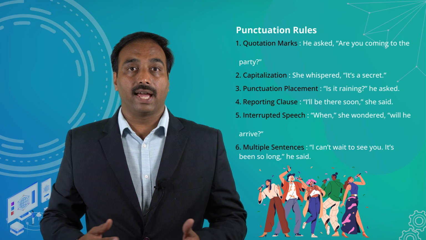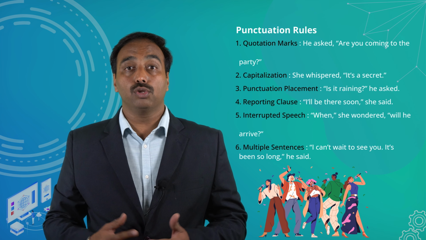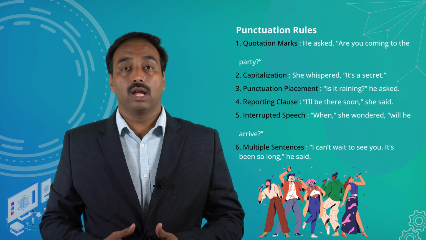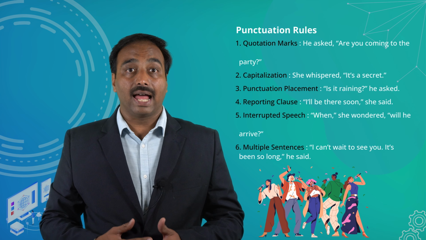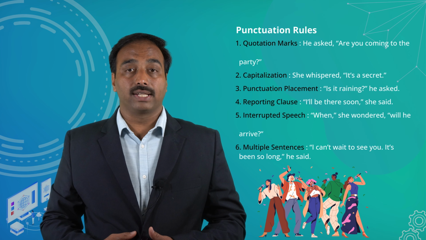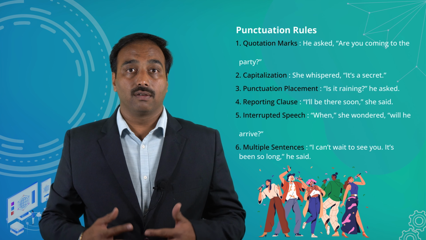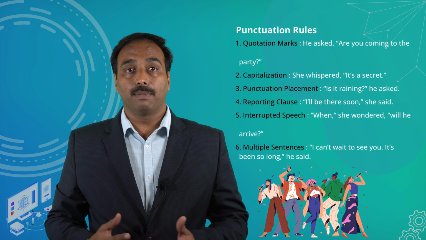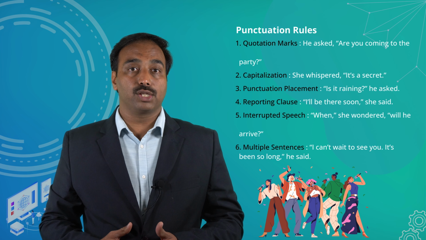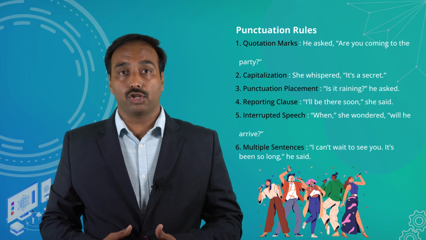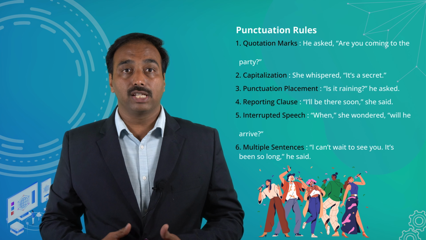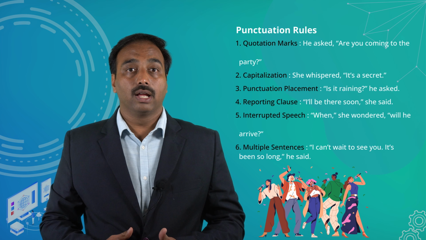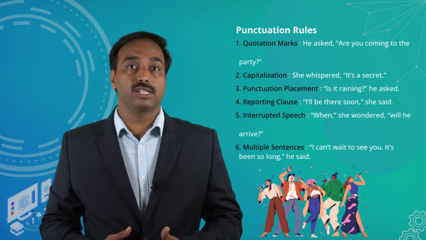Interrupted speech. If the direct speech is interrupted by a reporting clause, use commas to separate the speech and the clause and continue the speech without capitalizing the first word after the interruption, unless it's a proper noun. For example, "When," she wondered, "will he arrive?" Multiple sentences. If the direct speech consists of multiple sentences, place the closing quotation mark after the final sentence. Example, "I can't wait to see you. It's been so long," he said. Adhering to these rules ensures that direct speech is presented clearly and correctly.